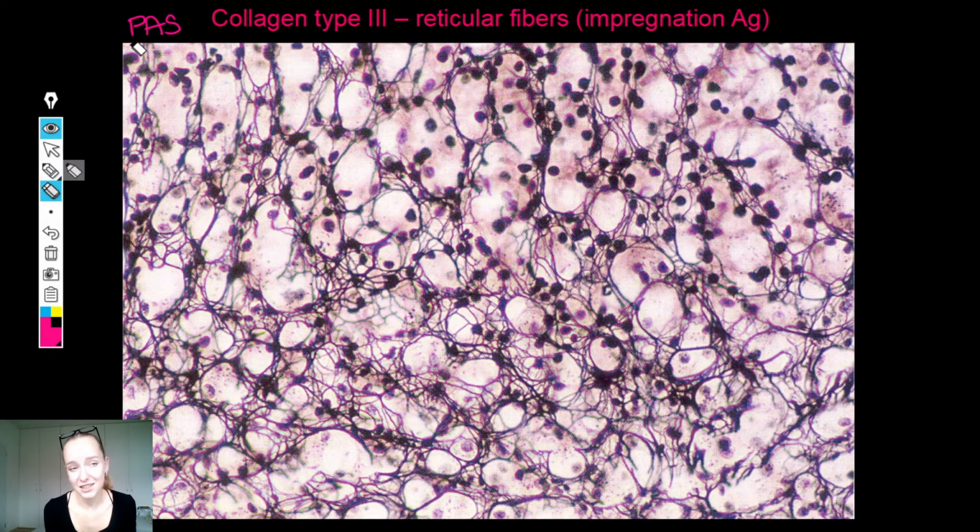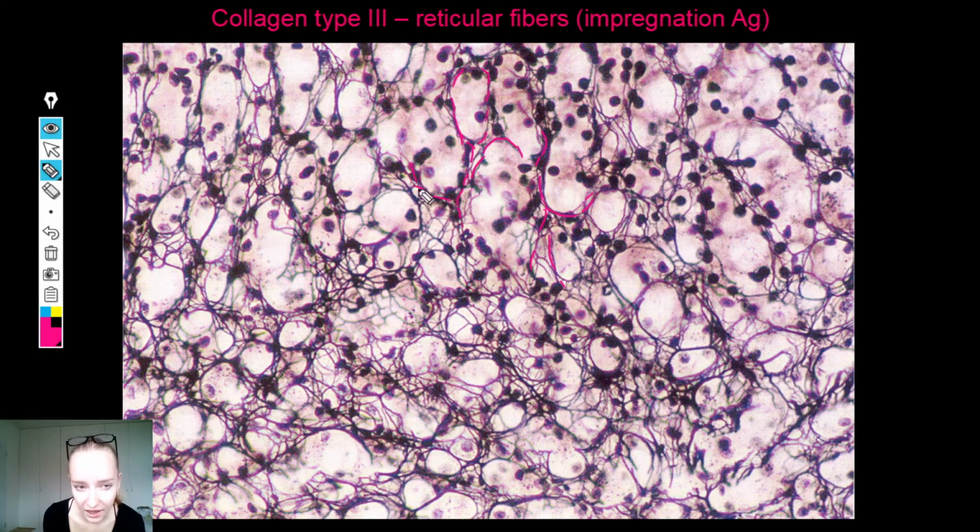But PAS isn't used here. What is used here in this picture is impregnation. So we see these dark lines, and these are really the reticular fibers here. This is a picture from light microscope, so we can't see fibrils. What we are able to see are fibers. So these are the fibers right here. So the situation is kind of different from the previous picture. They're creating this stroma, fibers.